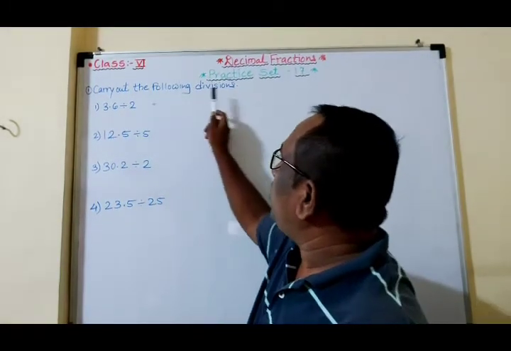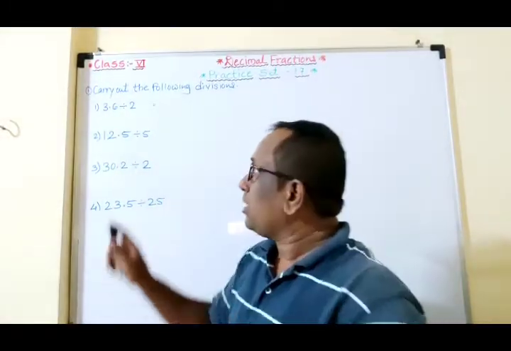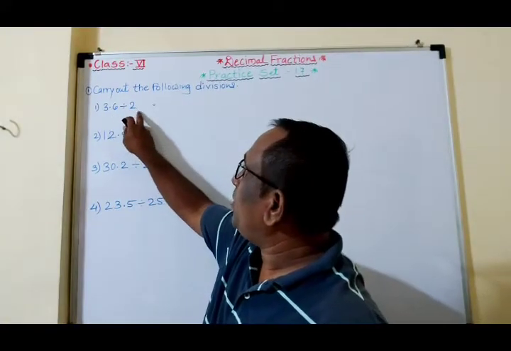Okay, now we'll move here. The question is: carry out the following divisions. Now here, 3.6 divided by 2.